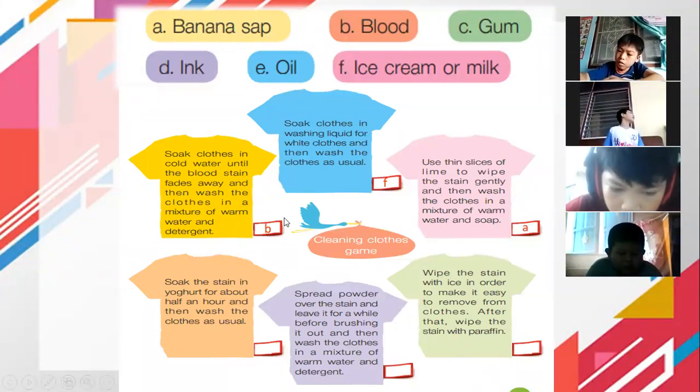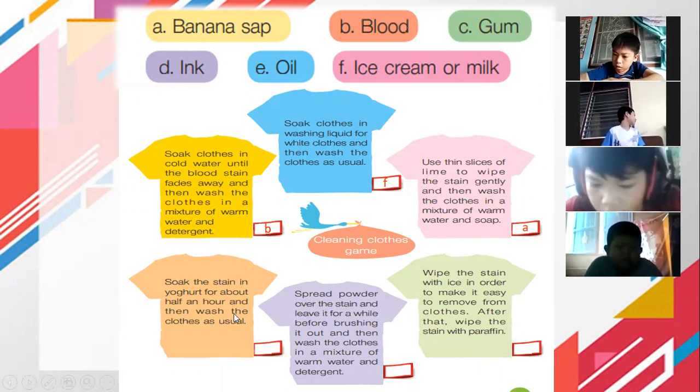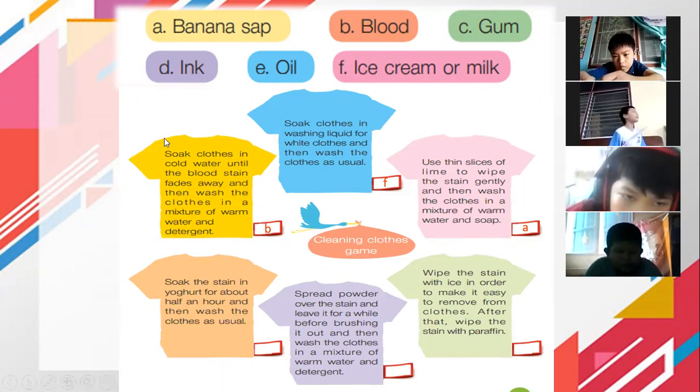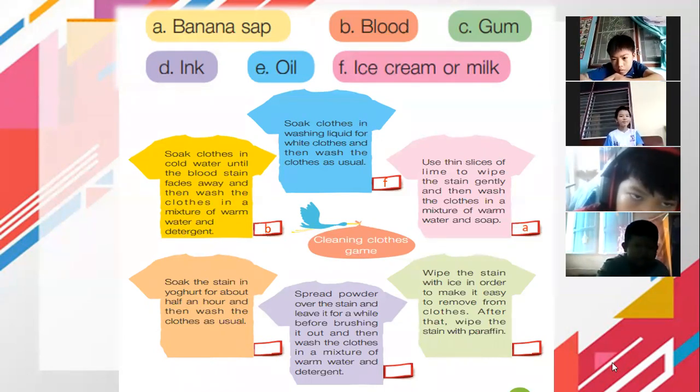All right. Now, how about the other ones? Yellow one. That one is B. The blood is B, for the use for the blood. Okay.